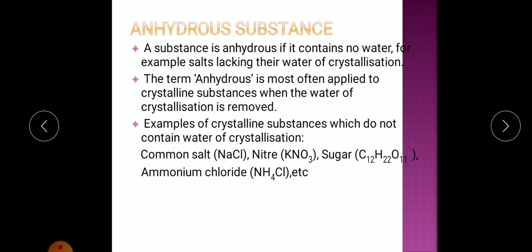Today we are going to see what anhydrous substances are once again. Anhydrous means it does not contain any water. So a substance is anhydrous if it contains no water. For example, salts lacking their water of crystallization. The term anhydrous is most often applied to crystalline substances when the water of crystallization is removed. Examples of crystalline substances which do not contain water of crystallization are common salt NaCl, potassium nitrate KNO3, sugar C12H22O11, ammonium chloride NH4Cl, etc. So these are examples of crystalline substances which do not contain water of crystallization, and they are anhydrous substances, we can say.